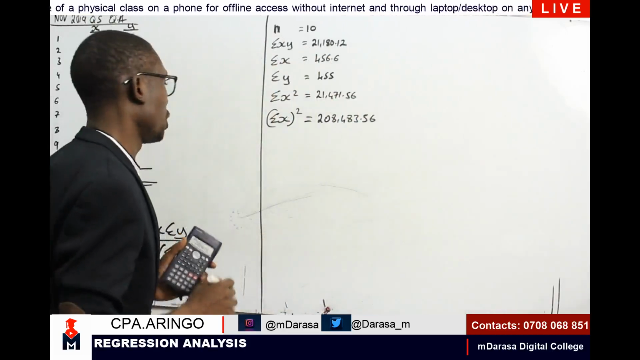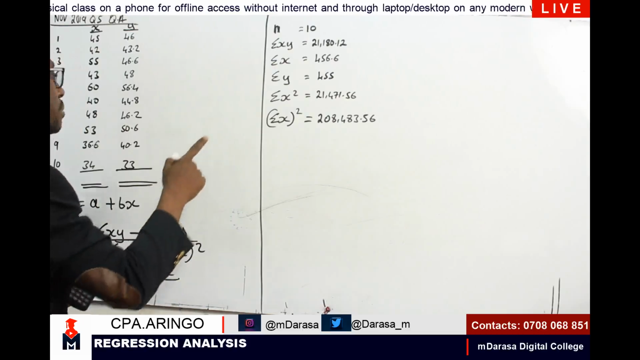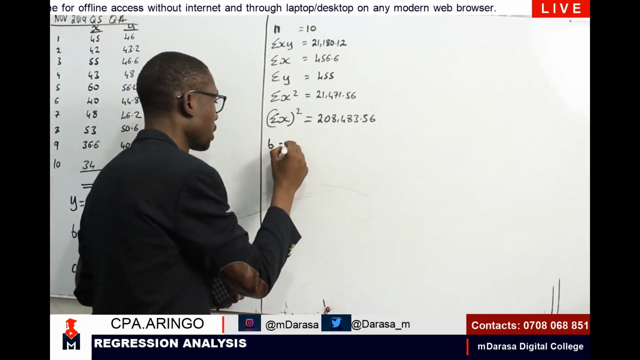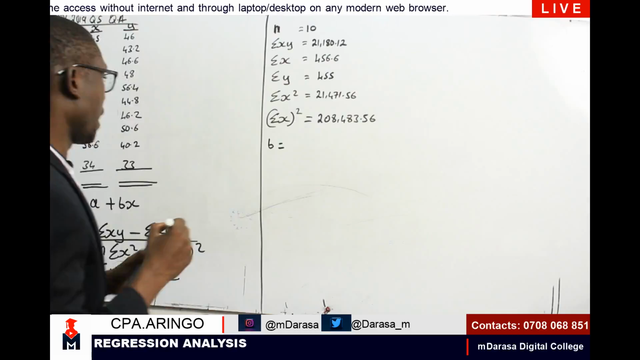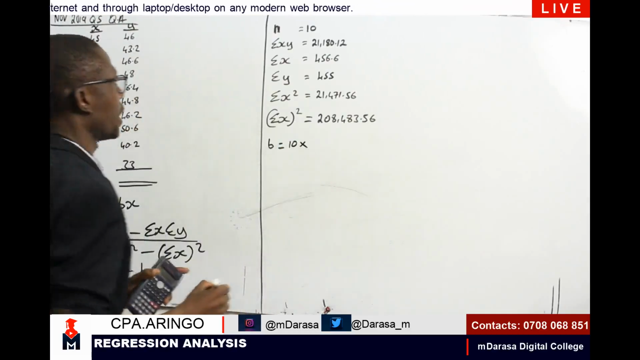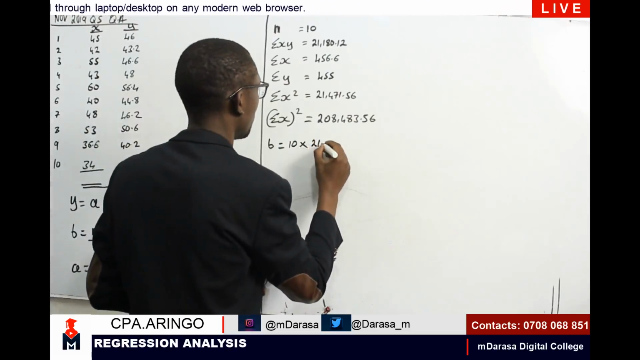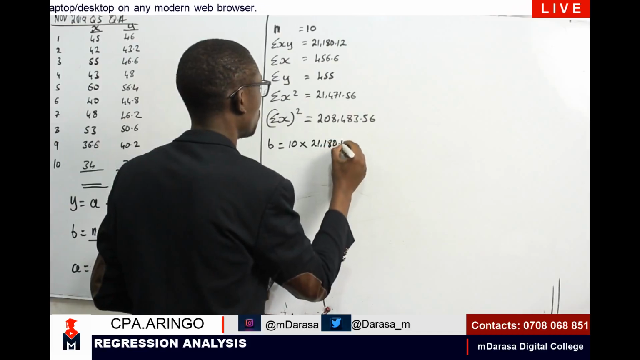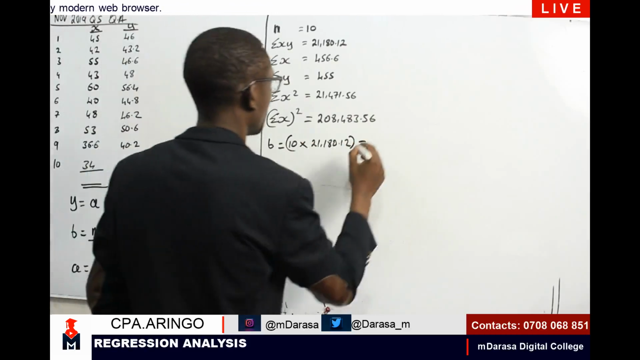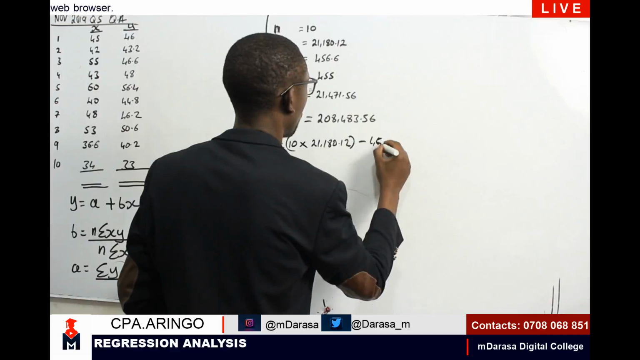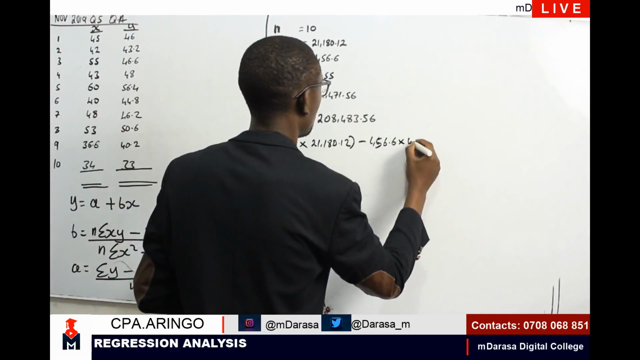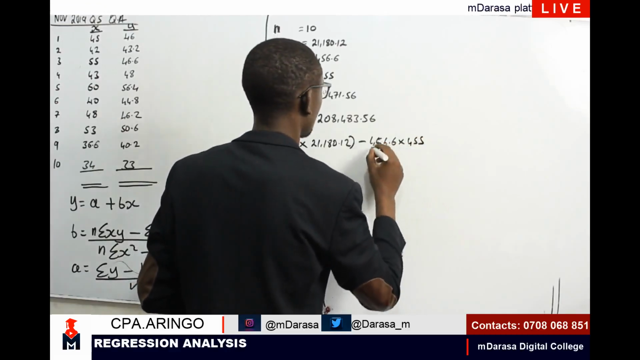the next stage is for you to substitute these values in our formula, whereby I'm going to do B. You have to be smart, right? N I've seen is 10. I multiply by XY summation, which is 21,180.12. I less summation of X, which is 456.6 times summation of Y, which is 455.